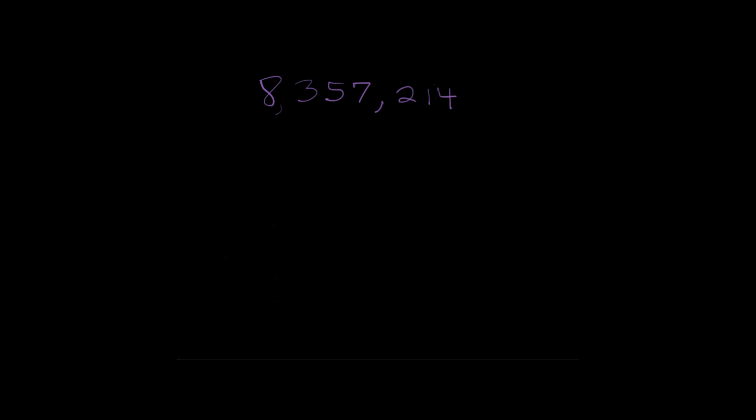So for example, if you look at the number 2 in that number, 8,357,214, think about what place value it is. It's going to have a name. And then also think about what the value is. In this case, we're looking at the number 2. So the 2 is going to have the value of 200, which means our place value is going to be the hundreds place value.